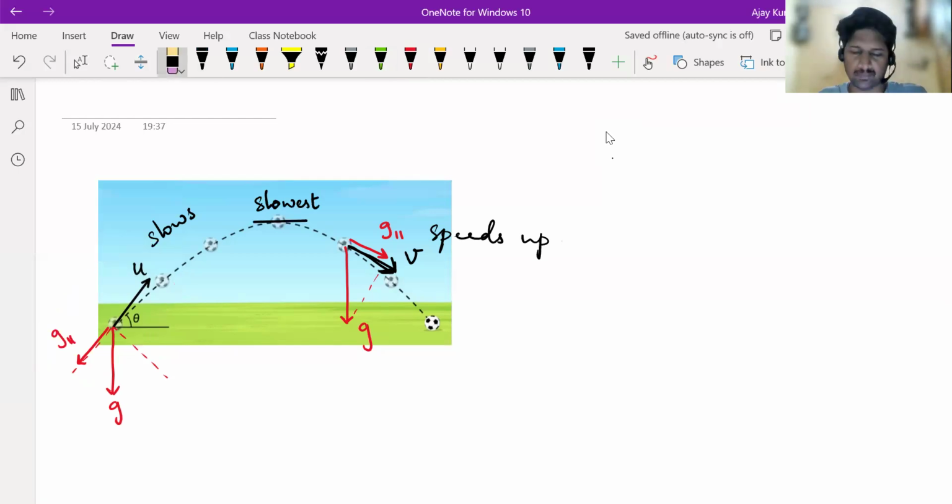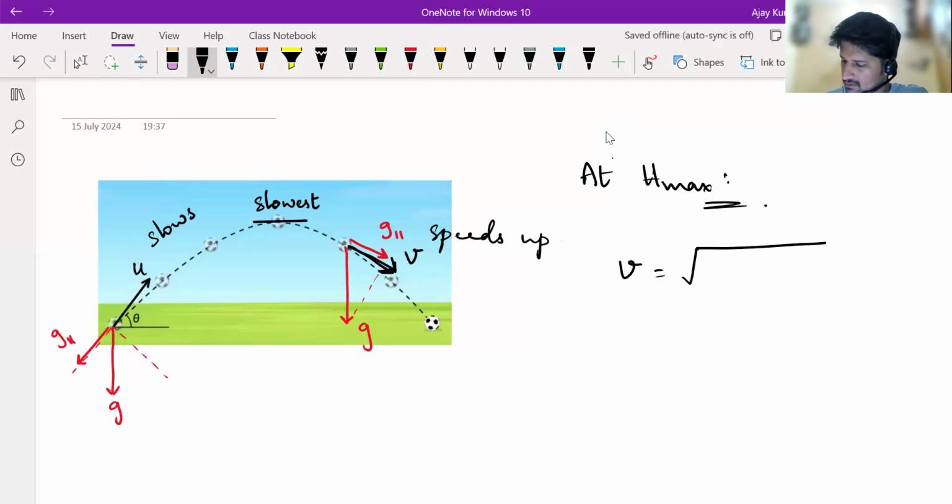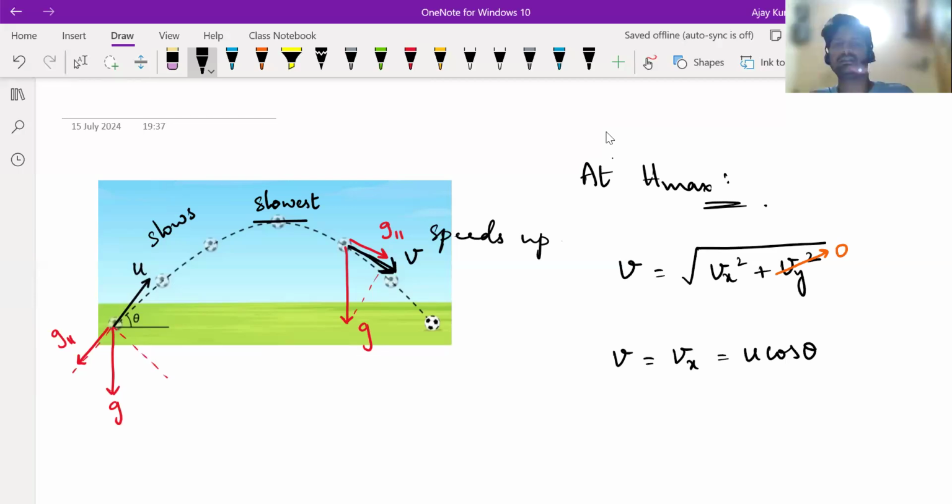That is a mathematical proof, you can say, because at h max, maximum height, the speed is written as root of x component square plus the y component square. Speed is magnitude of velocity. This is how we calculate its magnitude. At h max, the y component of velocity totally becomes zero. So the speed will only be the x component of velocity, that is u cos theta. The horizontal component will remain with it. No vertical component, and that is the least possible speed that it can have during flight.